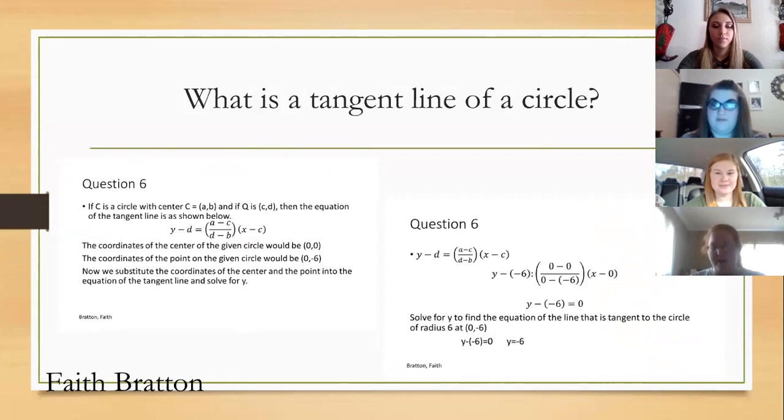Hey, Faith, what is a tangent line of a circle? Before you can identify a tangent line, you must first know the definitions of a circle, which are circle, diameter, and radius, which all make up the circumference of the circle. The circle is a set of all the points on the plane that are a fixed distance from a given point. The given point is the center of the circle, and the fixed distance is the radius, which is from the center of the circle to the outside edge. We use the equation given in question 6 to find the tangent line, but we must know the slope along with at least one coordinate to plug into the equation.